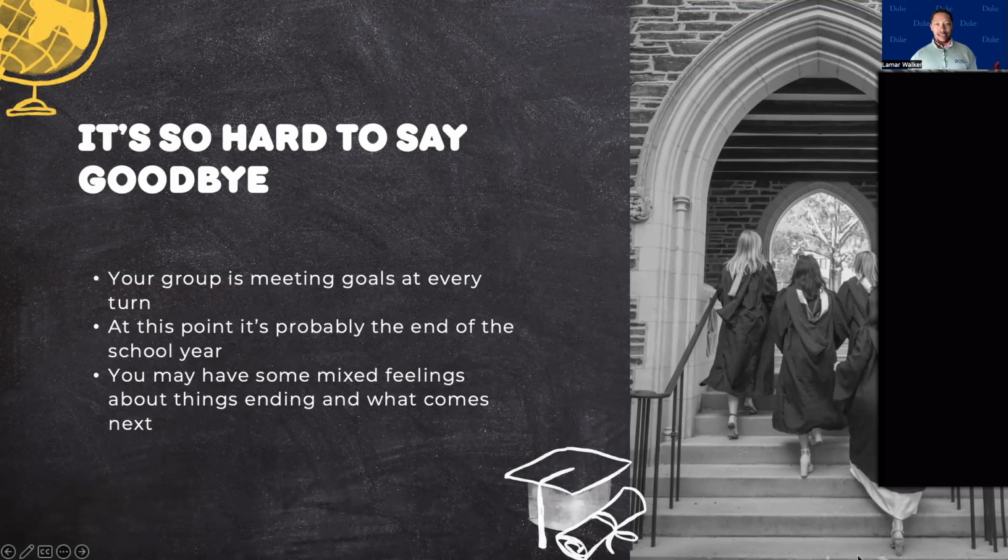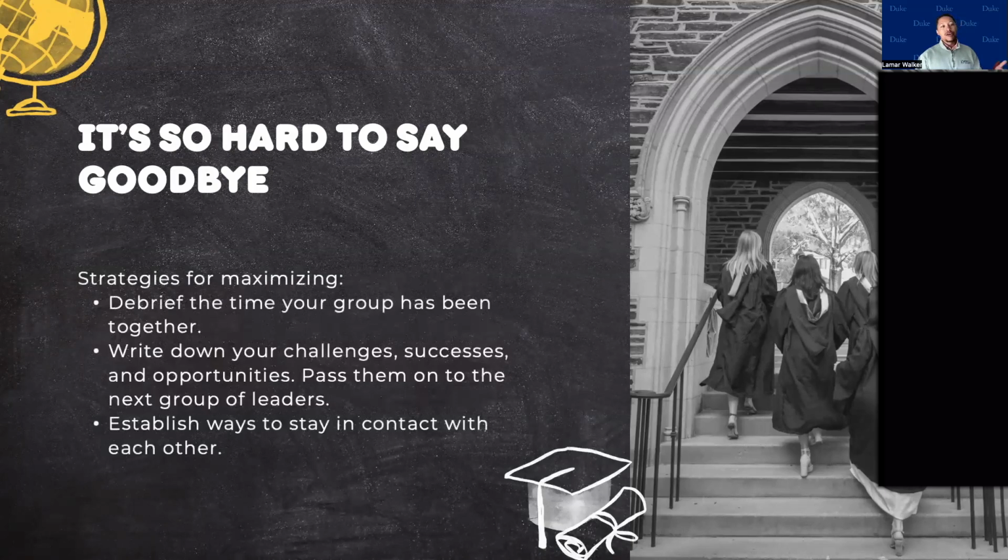So one of the things, a couple of strategies that you can do: debrief the time that your group has been together. Talk about your successes. Talk about the things that went well for you. Write down those challenges, write down those successes and those opportunities, and make sure that you pass them on to the next group of leaders. Pass those on to the next group of members so that people understand where you've come from, so they can understand where you're going.